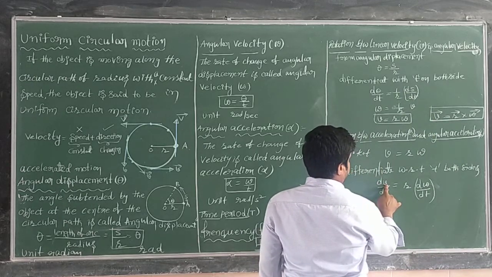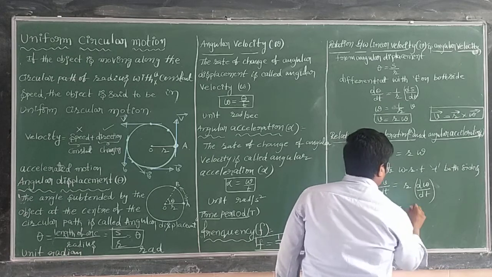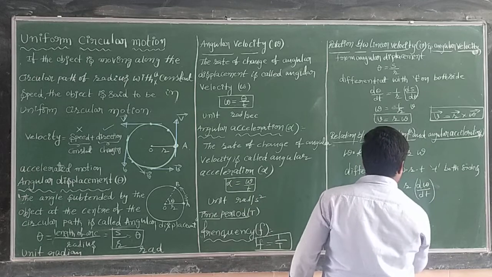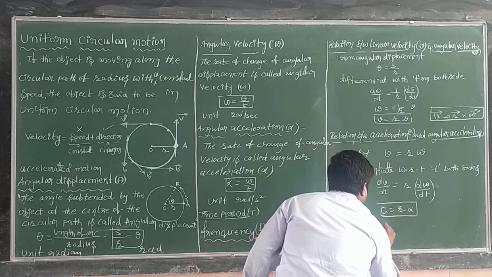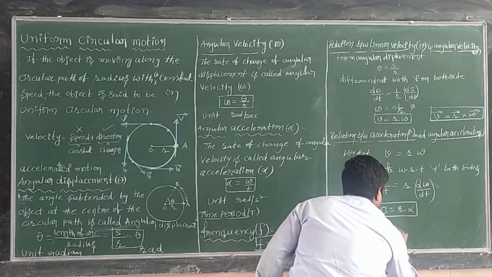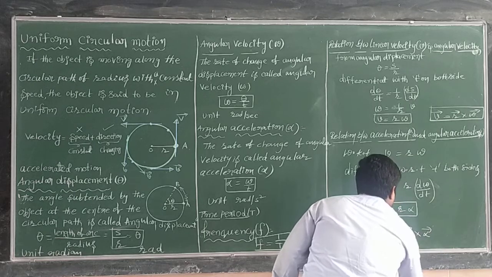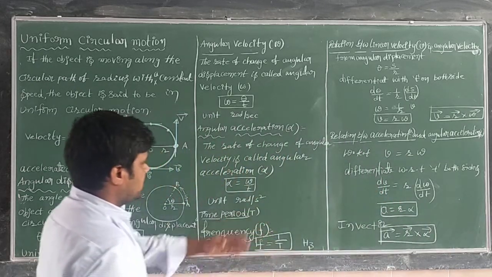The rate of change of velocity is acceleration. And r into the rate of change of angular velocity with time is angular acceleration, so a equals r alpha. This is the relation. In vector form, the same relation we can write as a bar is equal to r bar cross alpha bar.